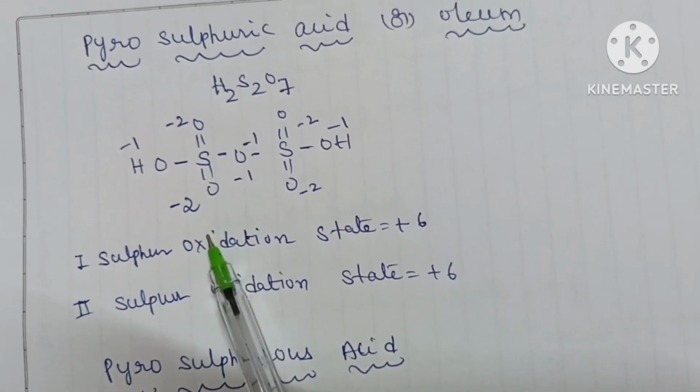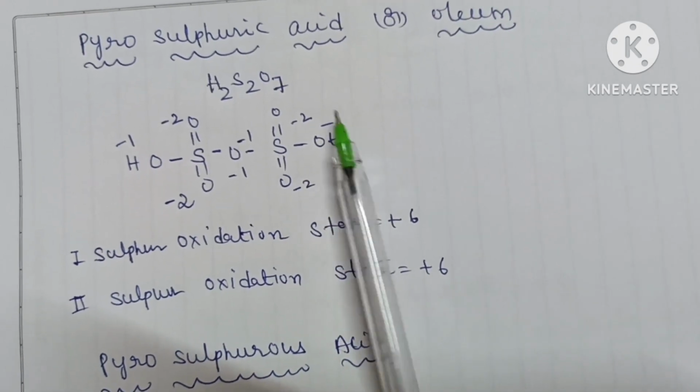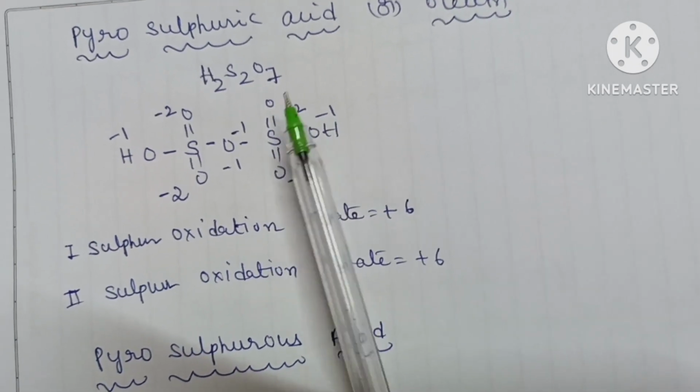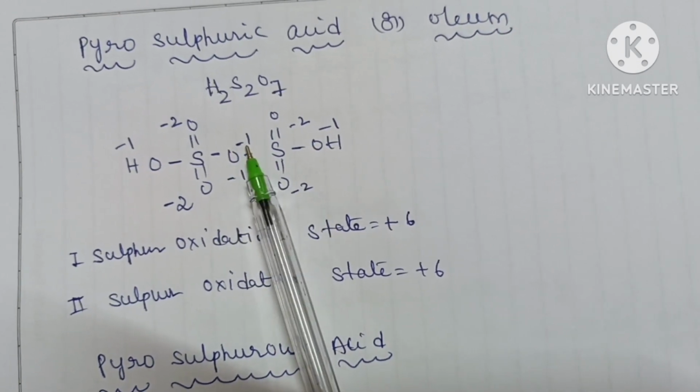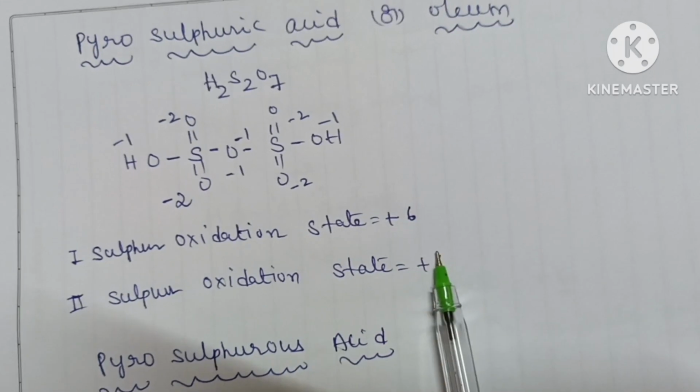This is first sulfur. Again second sulfur: minus 2 plus minus 1 is minus 3, plus minus 2 is minus 5, plus minus 1 is minus 6. Surrounding atoms minus 6, sulfur plus 6. Okay.